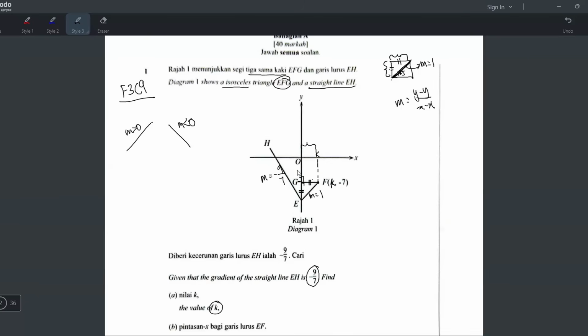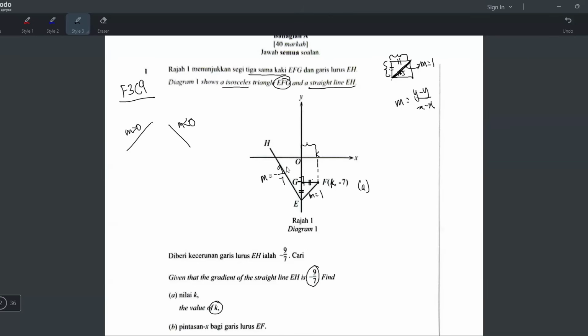Now there's a problem with this question. Dia tak cukup information. If you try to find k with the information given here, you will realize you tak dapat cari, because to get the distance here, you first need point E. Without point E, it's impossible, right? And there's no way for me to find point E.